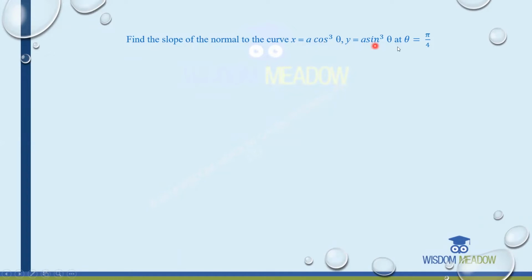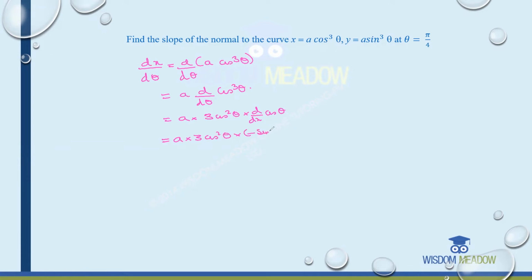Find the slope of the normal to the curve x is equal to a cos cube theta, y is equal to a sin cube theta at theta is equal to pi by 4. The given form is the parametric form. So let's find dx by d theta first. That's d by d theta of a cos cube theta. A is a constant, take it outside. For d by d theta of cos cube theta, I can use the power rule. So a into 3 into cos squared theta into the derivative of cos theta, which is minus sin theta.